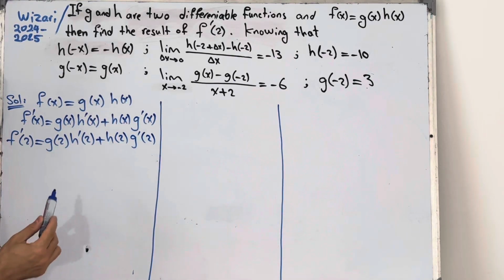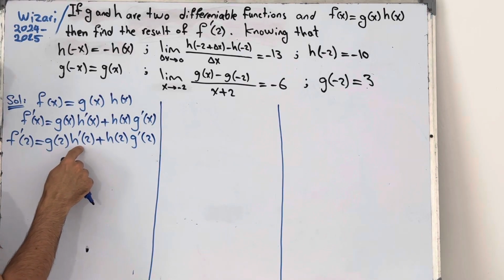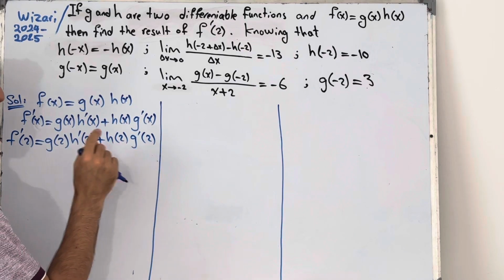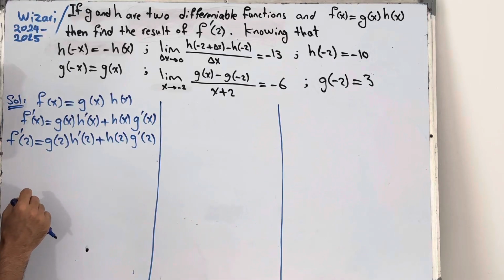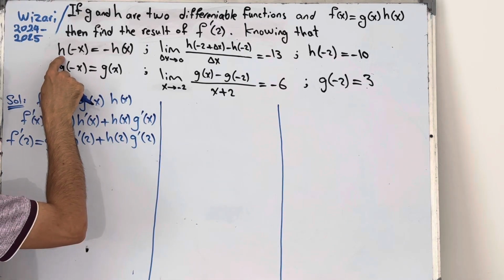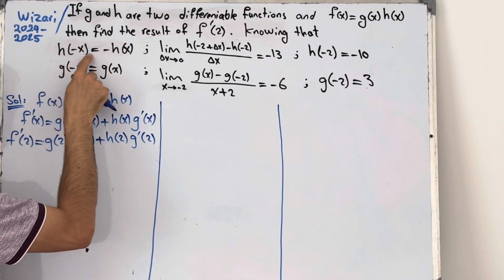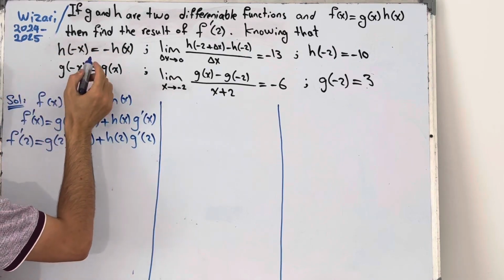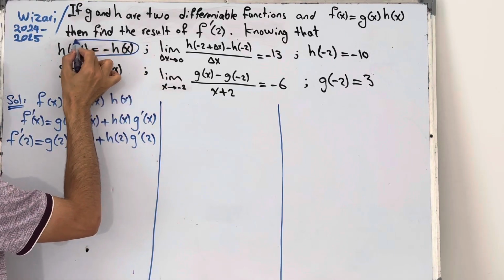All we need to do here is to find g of 2, h prime of 2, h of 2, g prime of 2. Students, here h is an odd function because this is the condition of odd. Let us write this function is odd.